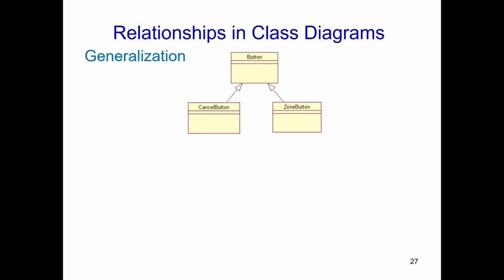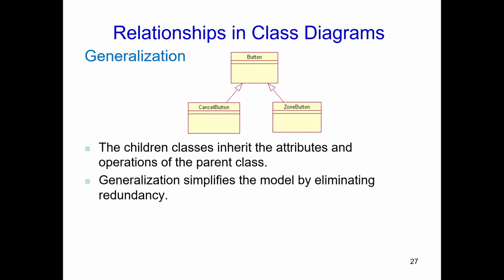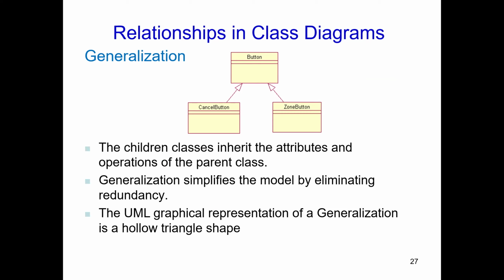And then we have the generalization, which is what we discussed in terms of the classes and the child and so on. So these children classes inherit the attributes and operations of the parent class, like we did for the tree, and then the apple tree and the orange tree. This is what the generalization is trying to illustrate. Simplify the model by eliminating redundancy. That's what we want to do. The UML graphical representation of a generalization is a hollow triangle shape.